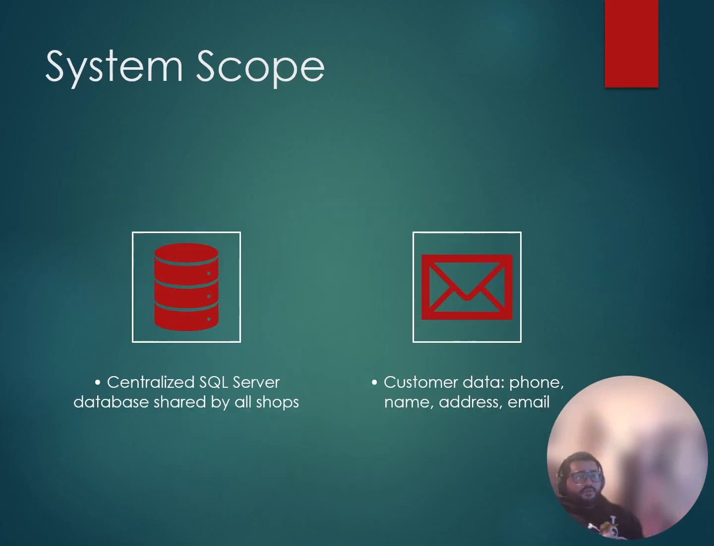Essentially, the system scope is you have your SQL server shared by all our shops. So if you have one to 100 shops, we can still scale down or scale up to provide enough storage to have all the customer data stored in this actual program.